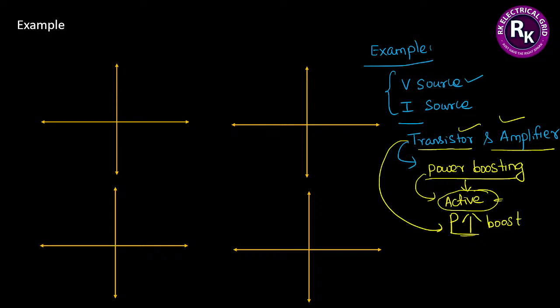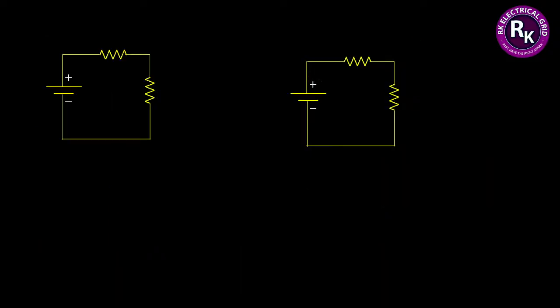Suppose an element has the ability to produce energy, but it does not deliver the energy for an infinite duration. Inductors and capacitors can also deliver energy, but not for an infinite duration. So they are all called what? Passive elements. I hope now you got a clear idea.